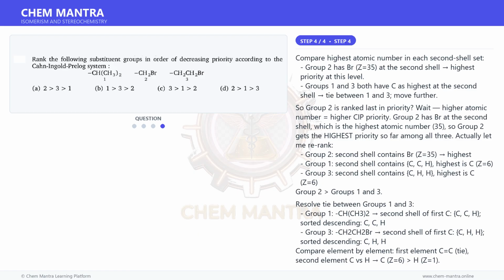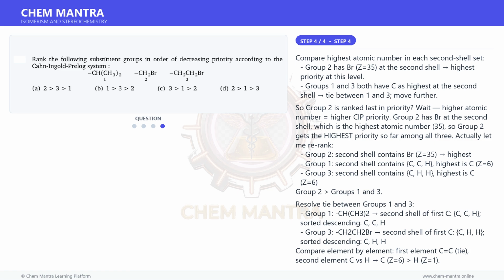Group 1, CH(CH3), second shell of the first C: C, C, H, sorted descending. Group 3, CH2Br, second shell of the first C: C, H, H, sorted descending. Compare element by element. First element C equals C, tie. Second element C versus H, Z equal to 6 versus Z equal to 1. Therefore group 1 is above group 3. Group 2, group 1, group 3: order 2, 1, 3.